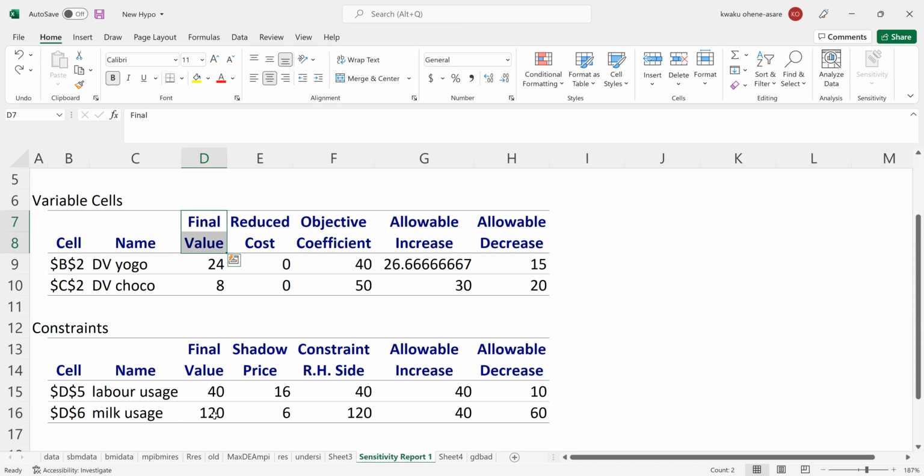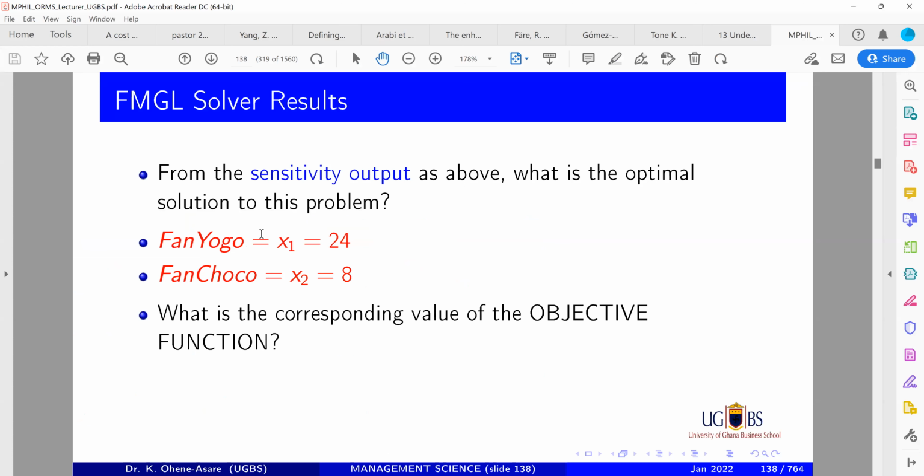So guys, I want you to know that the examiner could ask: how many Fan Yogo and Fan Choco should Farmer Ghana Limited produce in order to maximize the profit? It's the same answer. You pick it from the final value of the variable cell. To be honest, it's the easiest question you can ever ask, but you need that easiest question to guide you to find the next thing. So you indicate that the final value is to produce 24 sachets of Fan Yogo and 8 sachets of Fan Choco.